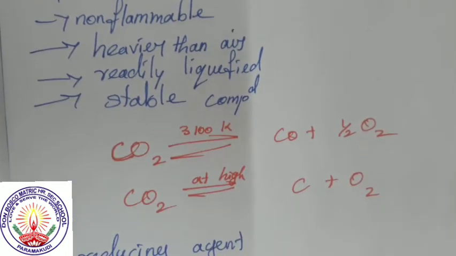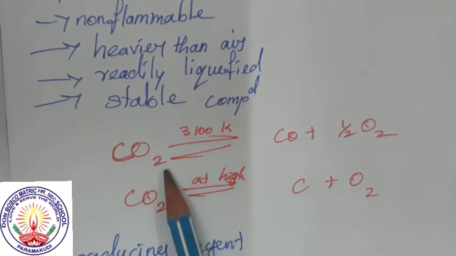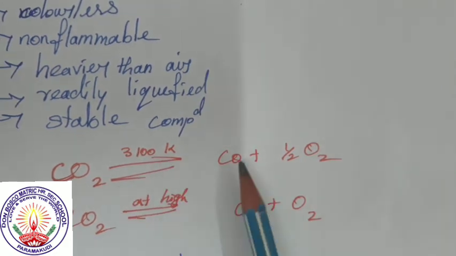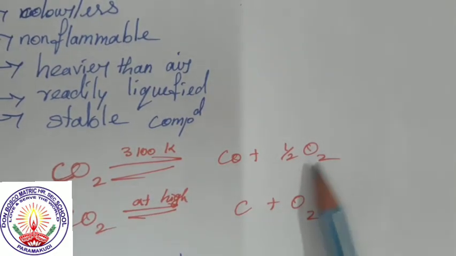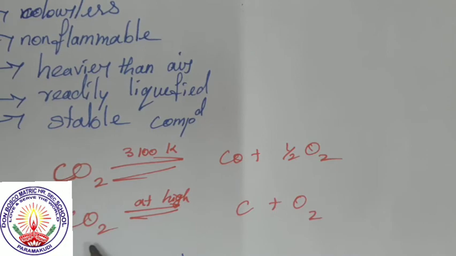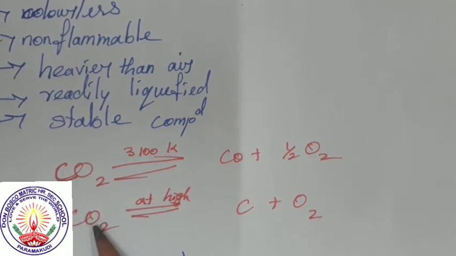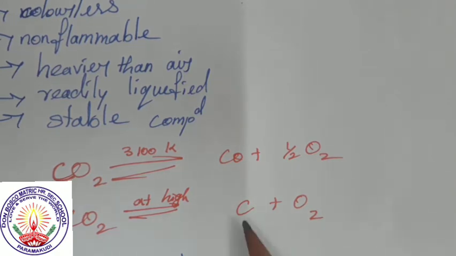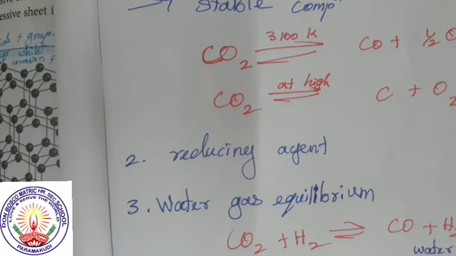Now you see the decomposition. When this carbon dioxide is decomposed at 3100 Kelvin, we get carbon monoxide and half oxygen. When carbon dioxide is decomposed at a high temperature, it becomes carbon and oxygen. Its next property is that it is used as a reducing agent. And the next important property is water gas equilibrium.